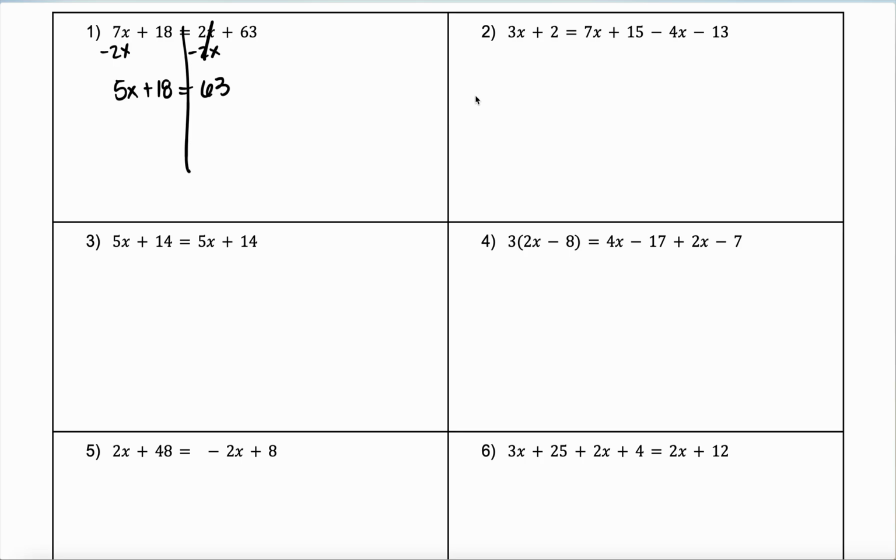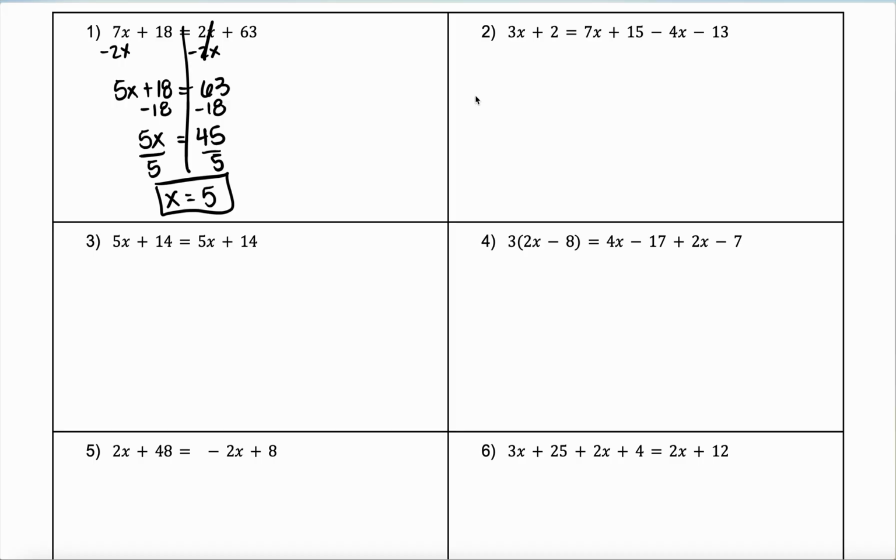This is now a 2-step equation. So I am going to first undo any addition or subtraction by inverse operations. So I'm going to get rid of this plus 18 by subtracting 18 from both sides, leaving me with 5x is equal to 45. And then lastly, I'm going to divide both sides by 5. That leaves me with an answer of x is equal to 5.